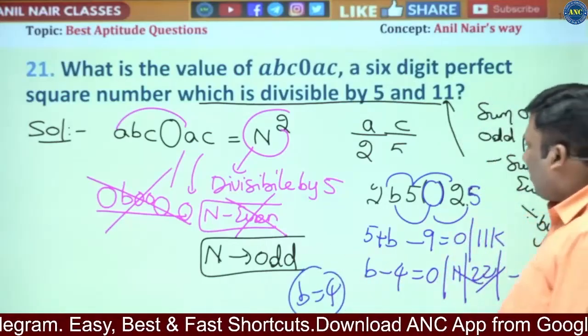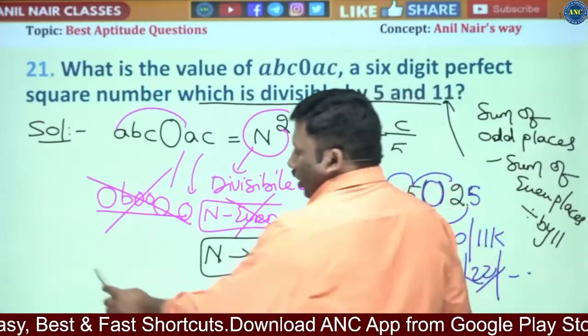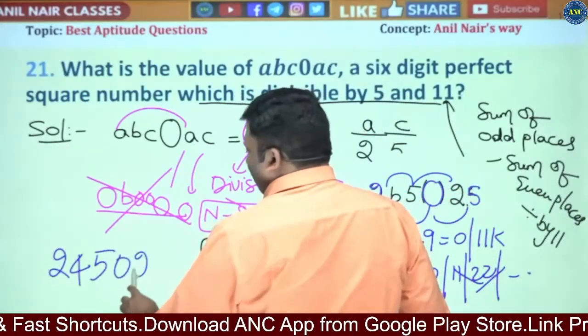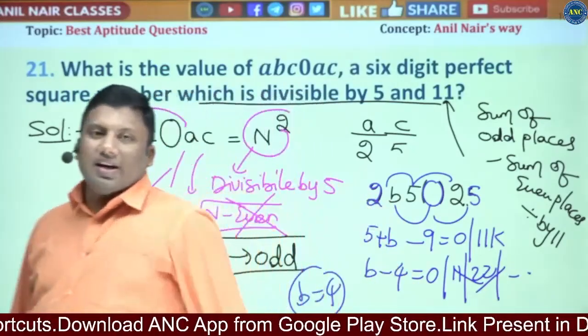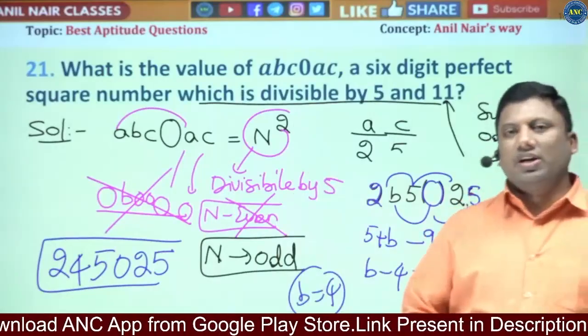If B is equivalent to 4, what will be the number? Number will be 2, 4, 5, 0, 2, 5. I hope the idea is clear. 245025. Very, very interesting question it is.